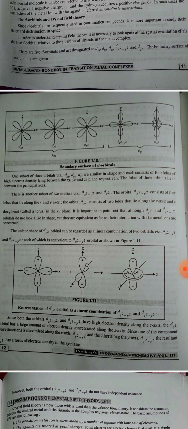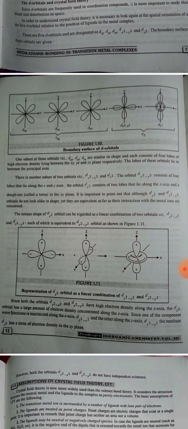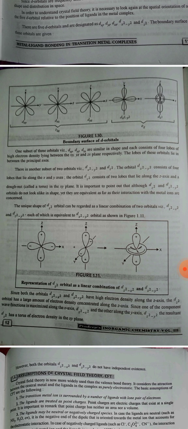One subset of three orbitals, dxy, dyz, dzx, are similar in shape and each consists of four lobes of high electron density lying between the xy, yz, and zx planes respectively. The lobes of these orbitals lie in between the principal axes. There is another subset of two orbitals, dx²-y² and dz². The orbital dx²-y² consists of four lobes that lie along the x and y axes. The orbital dz² consists of two lobes that lie along the z axis and a donut called a torus in the xy plane.